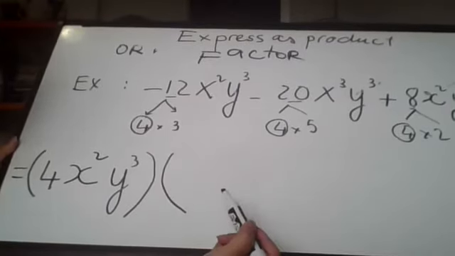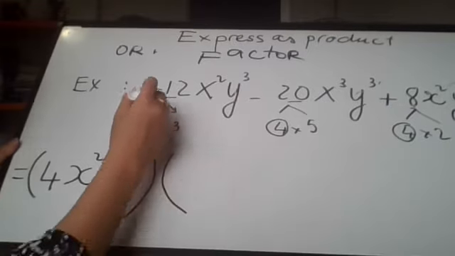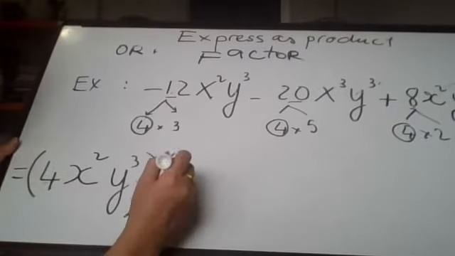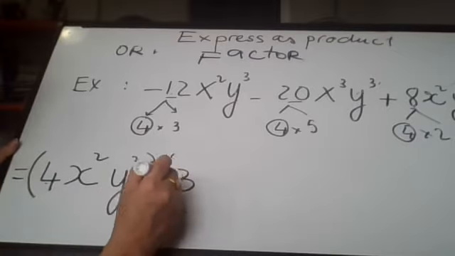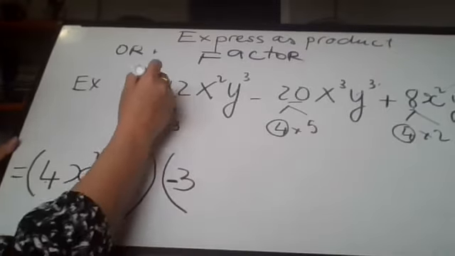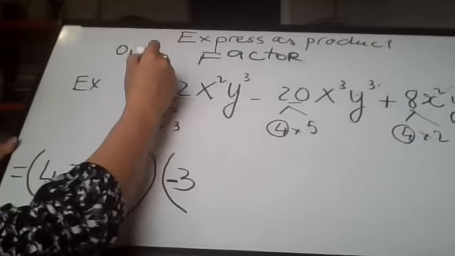Now I'm going to open another bracket. So what number do I put here to get back to 12? 4 times 3 is 12. And it's supposed to be minus, so I'm going to put minus because this is the minus sign. So watch for the sign as well, okay?